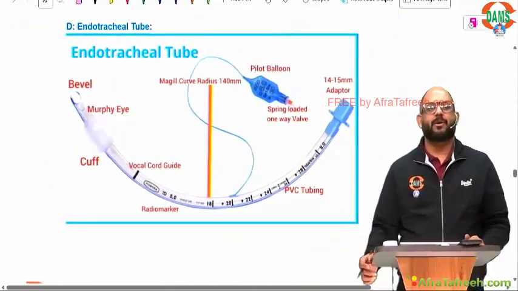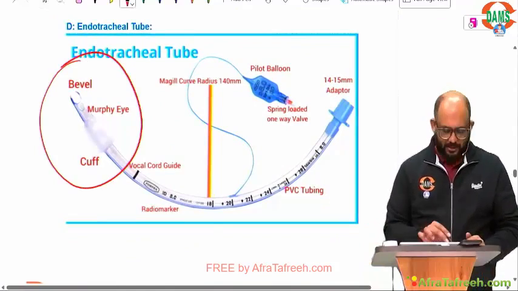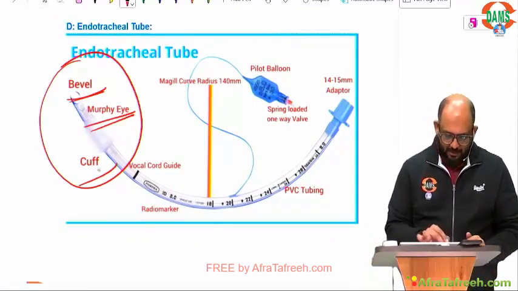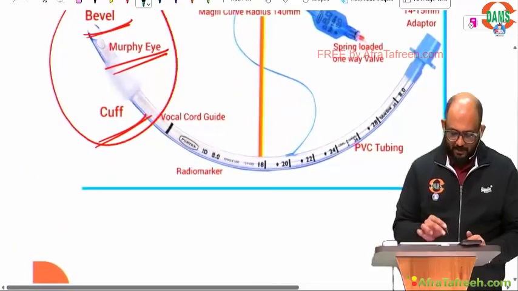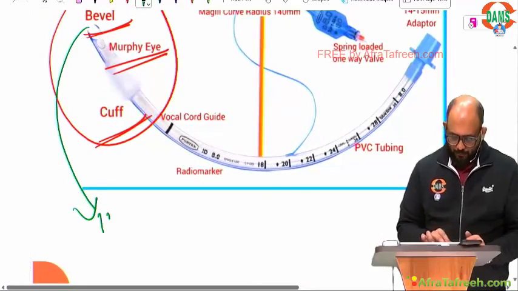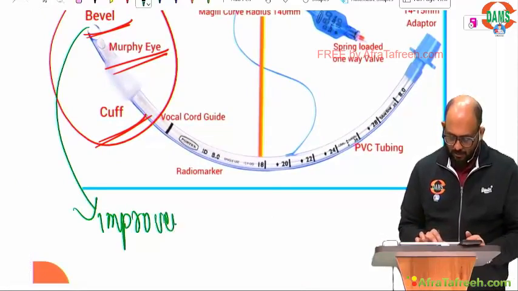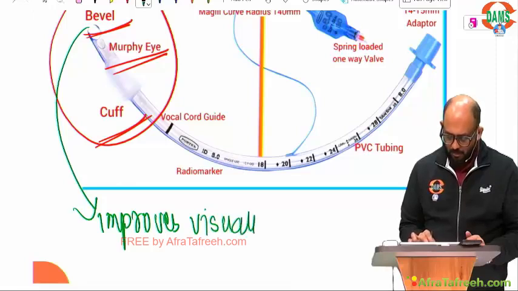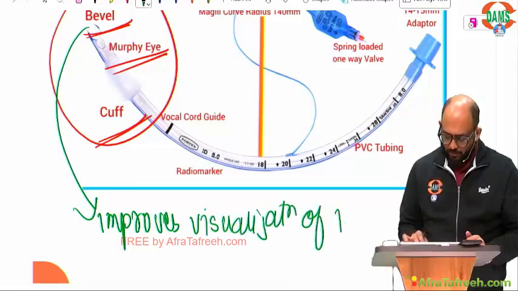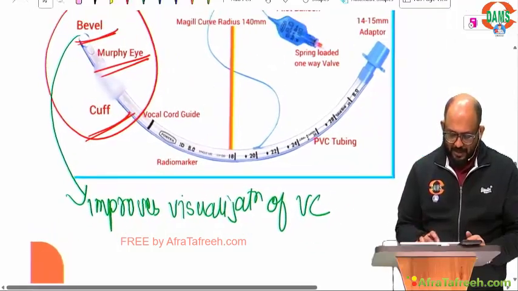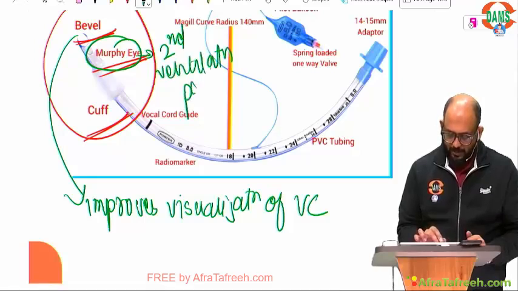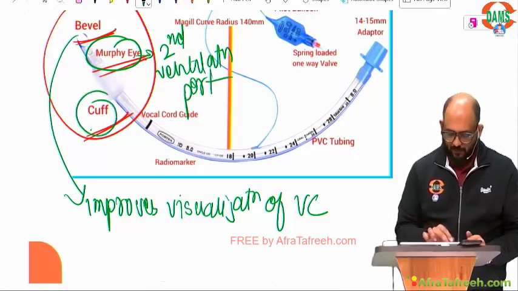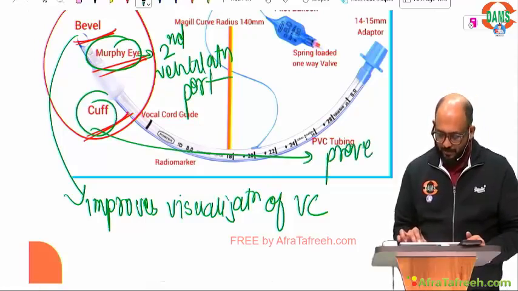Endotracheal tube. This is how endotracheal tubes look. The patient end has three things: bevel, Murphy's eye, cuff. Bevel improves visualization of vocal cords. Murphy's eye is a second ventilation port, in case your main lumen is blocked, and the cuff prevents aspiration.